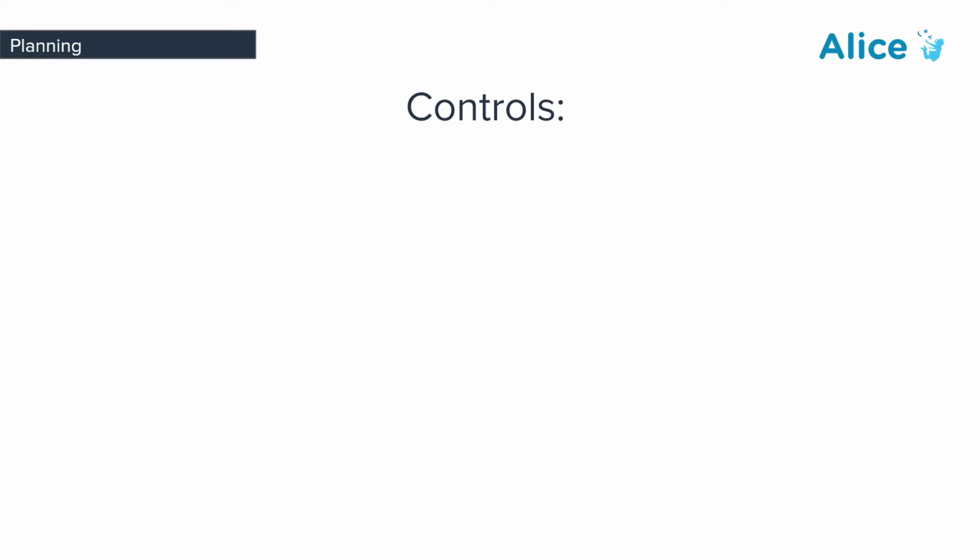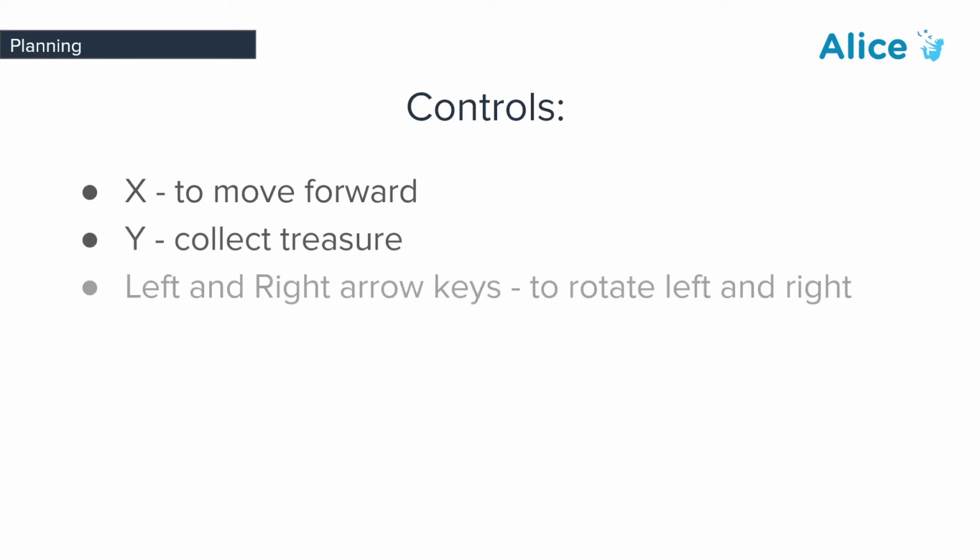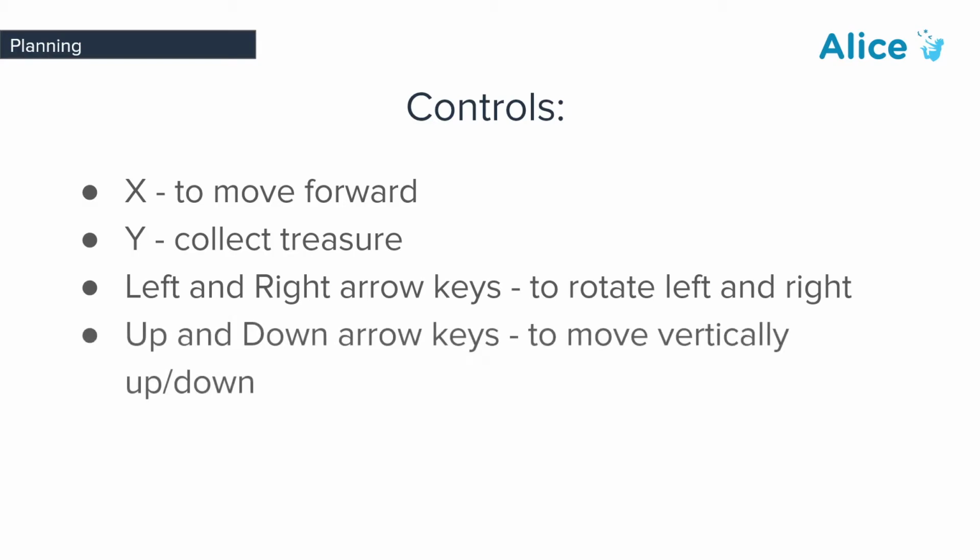To move the fish, we can assign controls. We will use the X button to move forward, the Y button to collect treasure, the left and right arrow keys to rotate, and the up and down buttons to move vertically. The camera should follow the player from the back as they move.